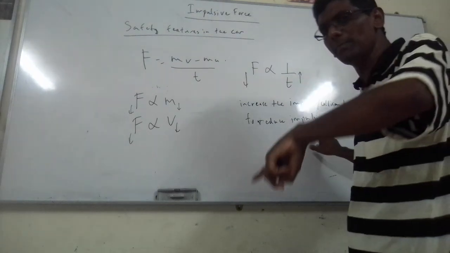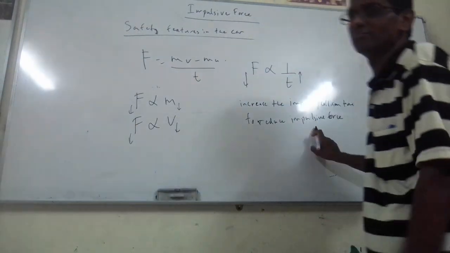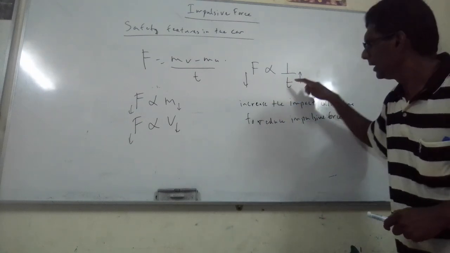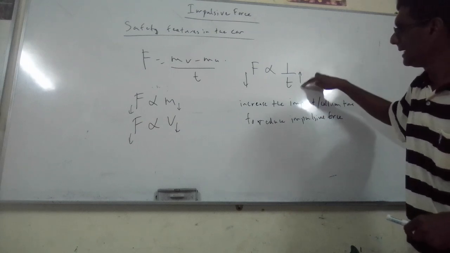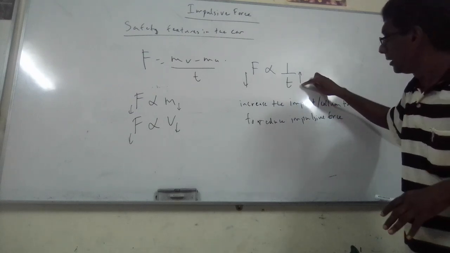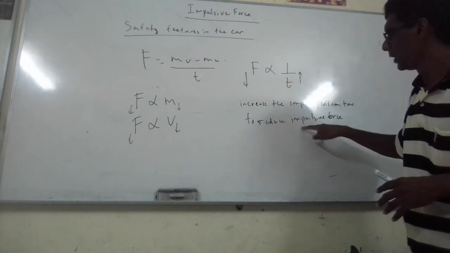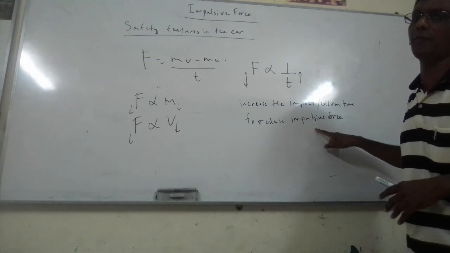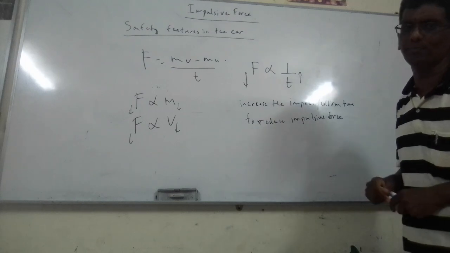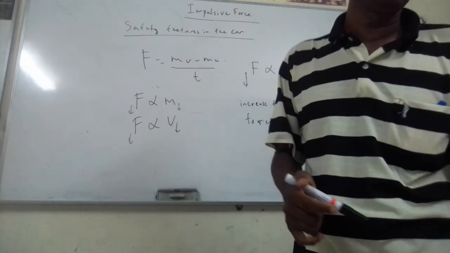What is the benefit of reducing impulsive force? Reducing the impact of the collision, so damages and injuries can be reduced. I'll tell you again in sequence. Increasing the impact time is in our control. Increase the impact time or collision time, reduce impulsive force. Reducing impulsive force reduces the impact of the collision, which means damages and injuries can be reduced. So how to increase the impact time or collision time? That's what we're going to learn.